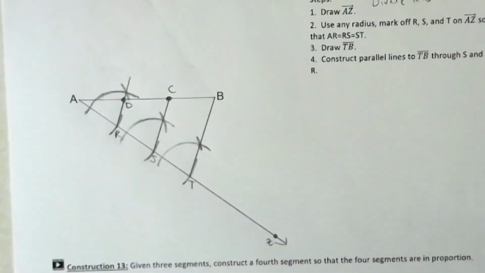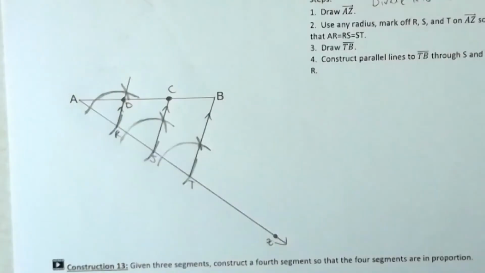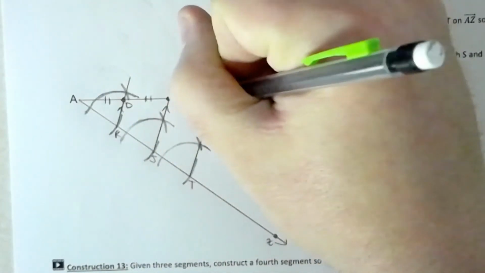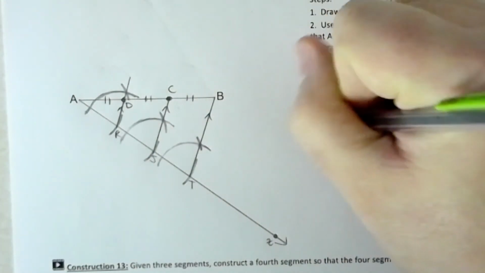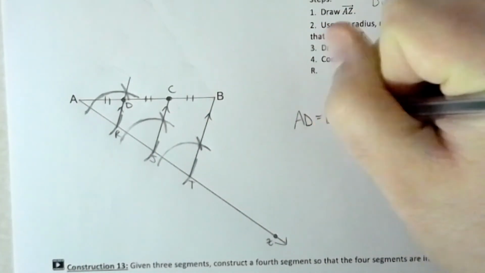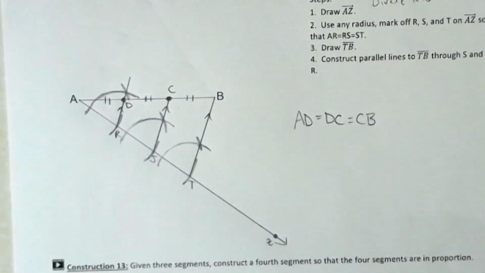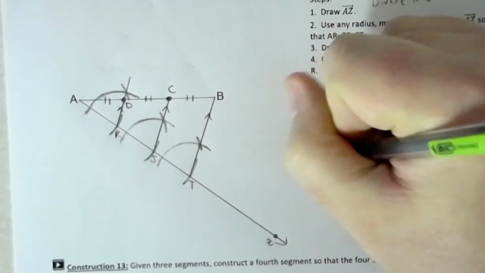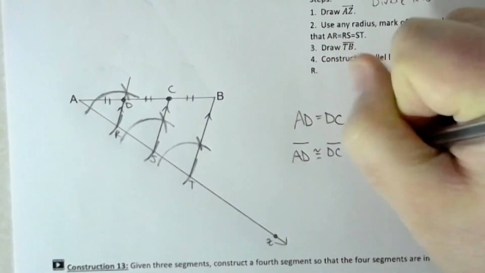Once I have those parallel lines drawn in, I can also mark them as parallel if I want. I can go ahead and say that these segments here are congruent to one another. So I could say AD has the same measurement as DC, which also has the same measurement as CB. We could also say that they are congruent to one another as well.